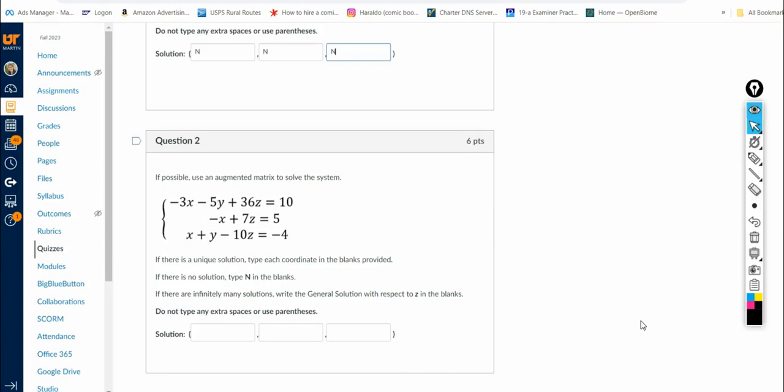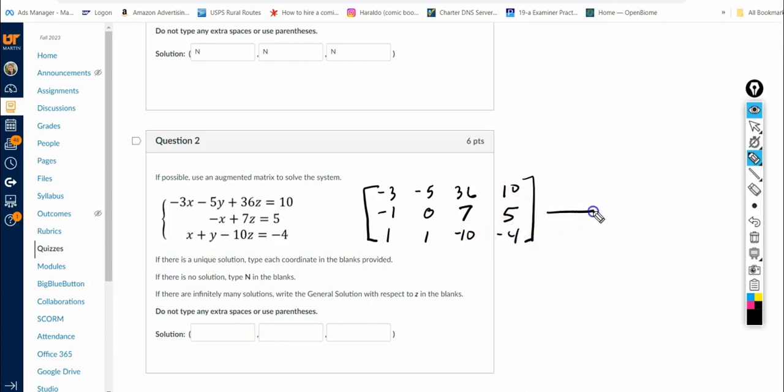Okay. All right, now it's asking me to do the same thing. So again, I'm going to need to write the augmented matrix. Then I have negative 1 times z, 0 times y, negative 1 times x, 0 times y, 7 times z, and equals 5. Okay. And I need to get this one into row reduced echelon form.